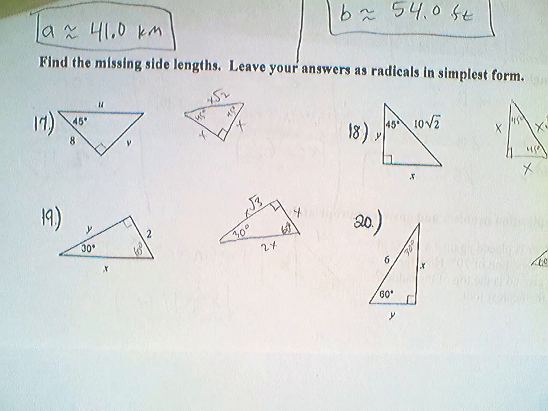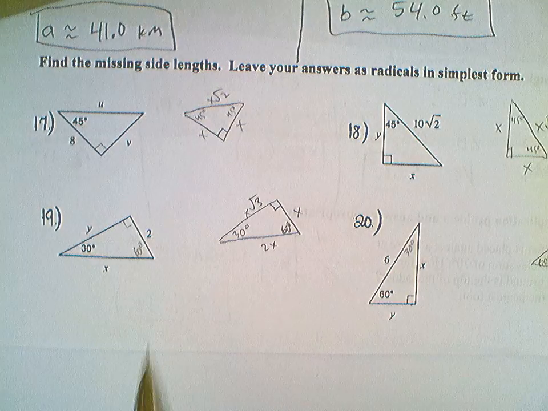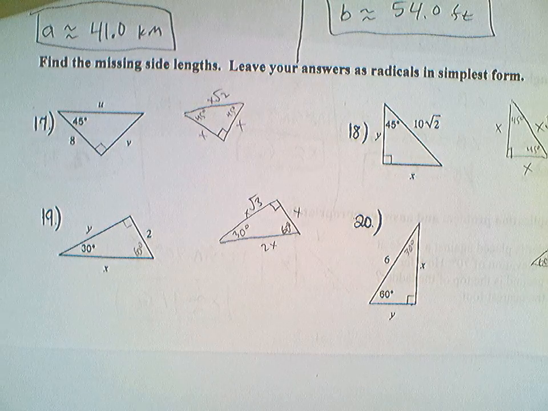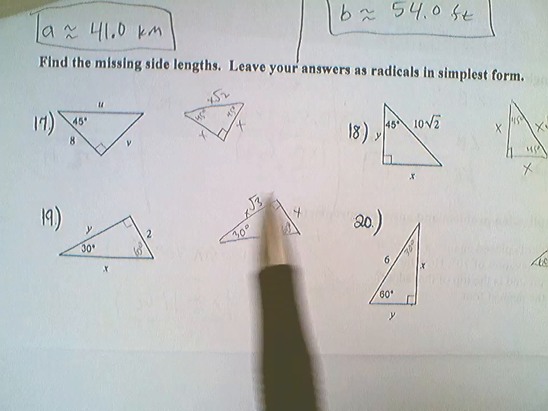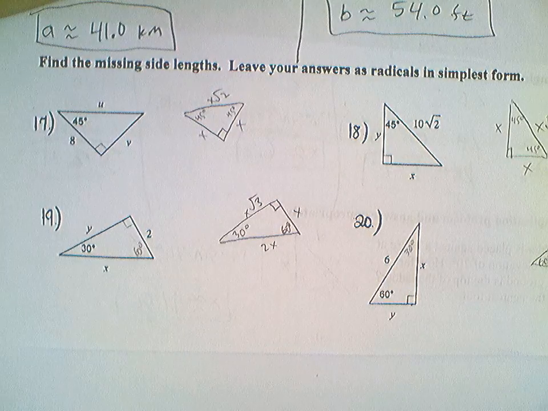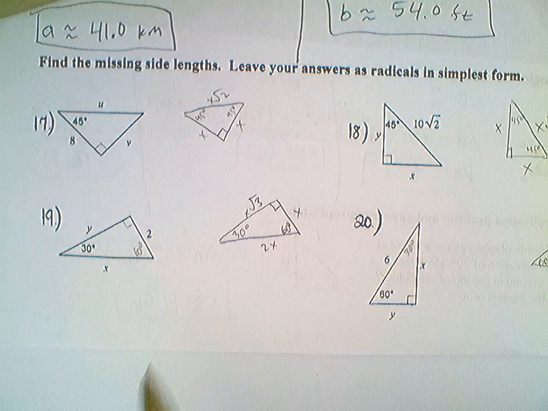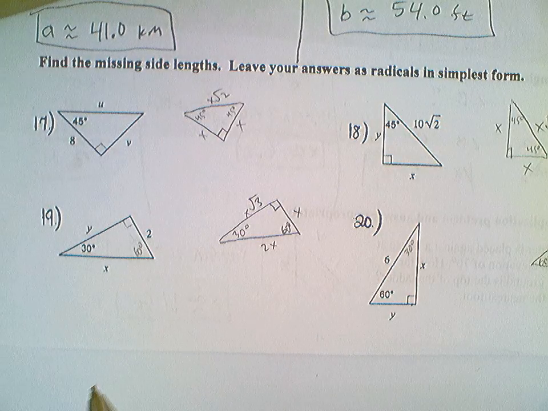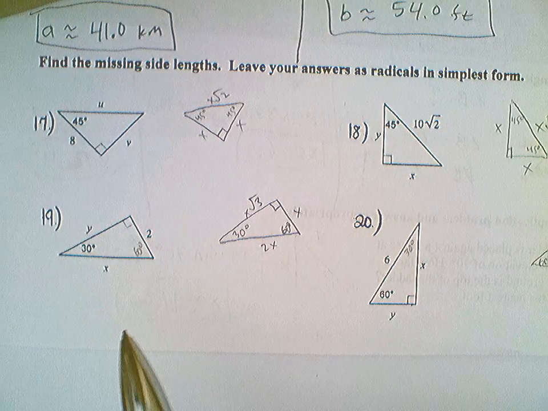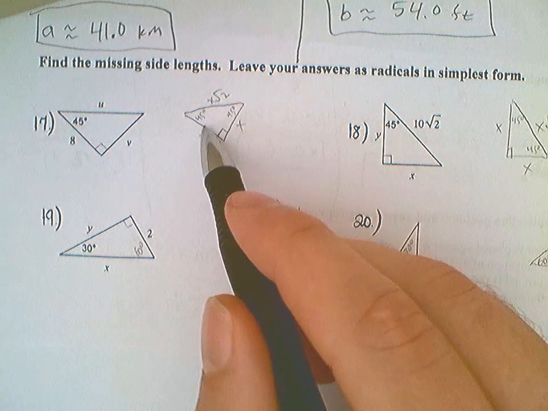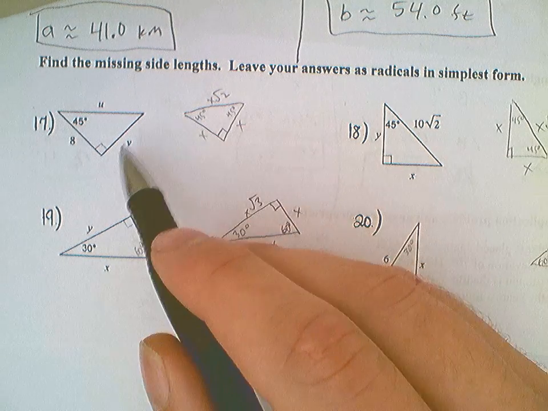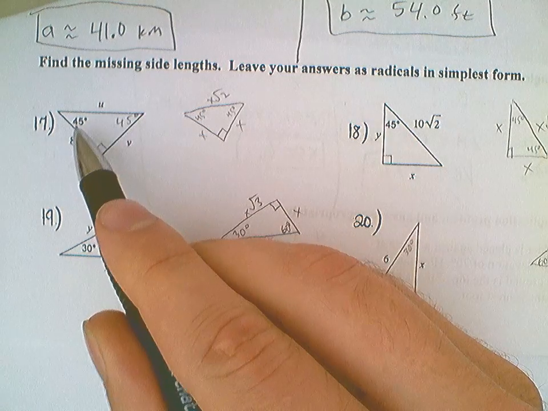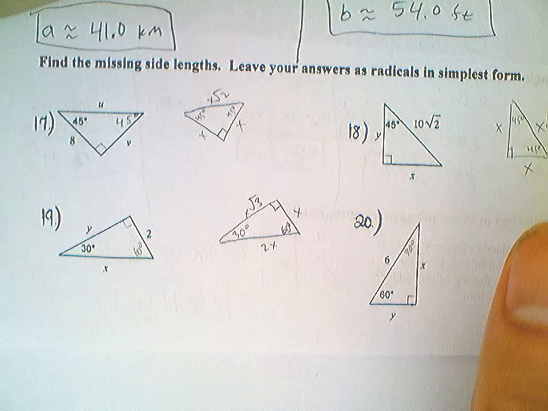Last section. In this last section, we're working with the two special right triangles, the 45-45 and the 30-60 right triangles. Remember, there's a pattern to these special triangles. There's a relationship that's always true for triangles with those specific angles, 45-45 and 30-60. For the 45-45 triangle, which is what we've got here in number 17, if that angle is 45 degrees, this one's going to be 45 degrees as well.